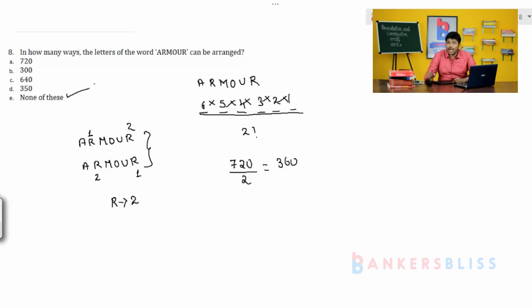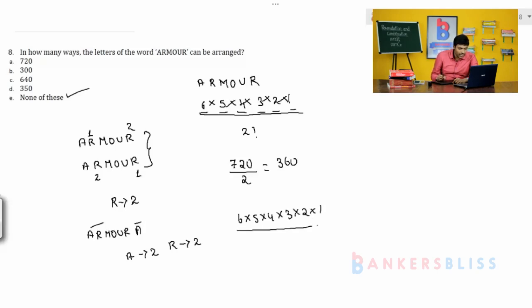Okay, 360. You have to be very, very careful. The first thing you have to see is whether the letters are repeated or not. See here, if it is like A R M O U R A, then A is repeated twice and R is repeated twice. Then what you have to do? You should not do 6 into 5 into 4 into 3 into 2 into 1 divided by 2 plus 2, 4 factorial. A is repeated twice, so 2 factorial, into R is repeated twice, so 2 factorial.